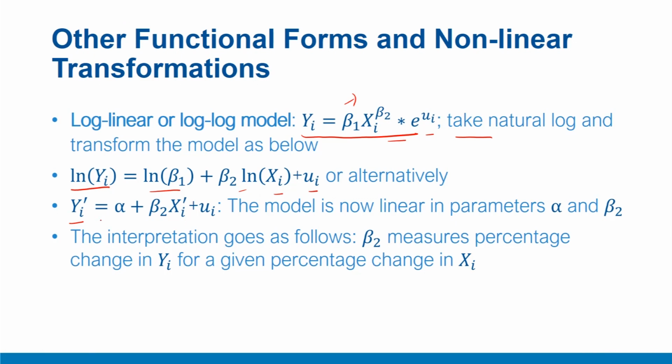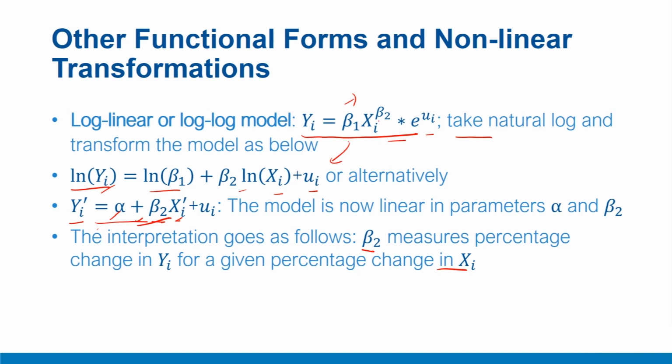Now this final transformed model is linear in parameters alpha and beta 2, and therefore we can estimate this model through the OLS regression procedure. The interpretation of beta 2 here, which is the coefficient of interest, is important: beta 2 measures the percentage change in yi for a percentage change in xi. Because this is a log-log transformation, it is percentage change in yi for a given percentage change in xi. But for all times to come, remember that the original nature of the equation has transformed.